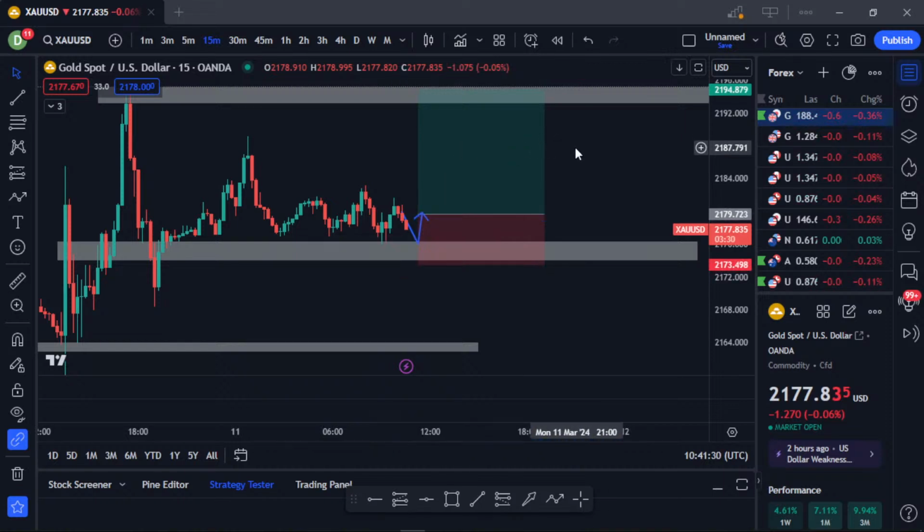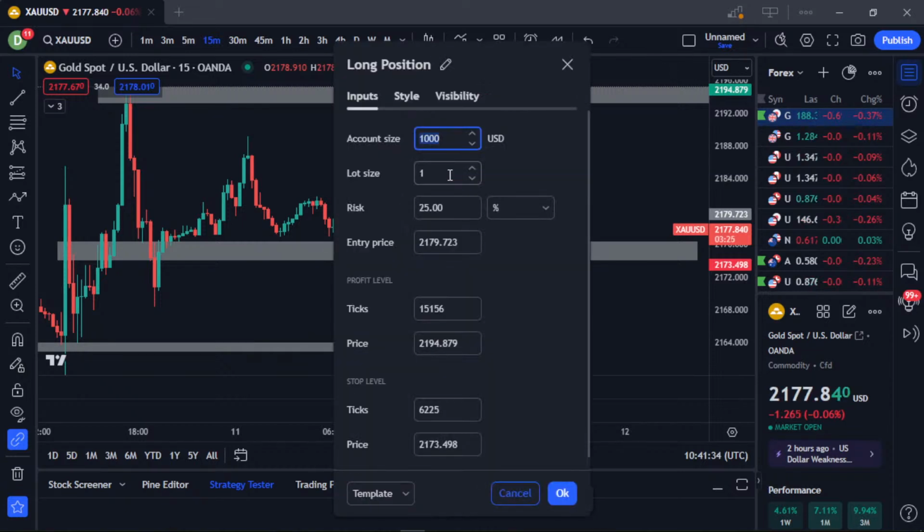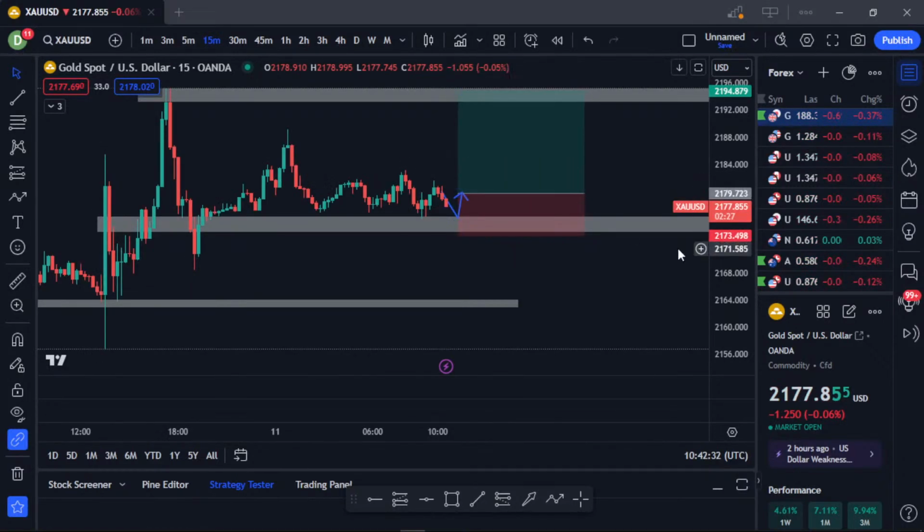So our buy entry trigger will be at, let me just open it. So we'll be looking for a buy opportunity on the gold market at 2179. Wait for the gold price to actually come over to 2179.723, and then your take profit should be at 2194.879, and then your stop loss should be at 2173.49. So that is it for gold.